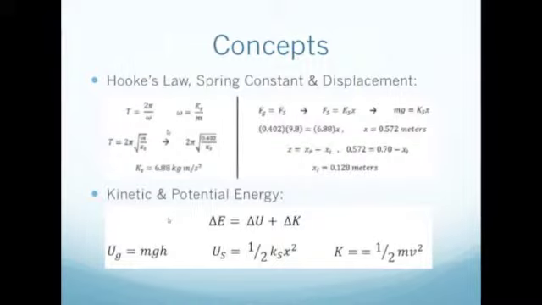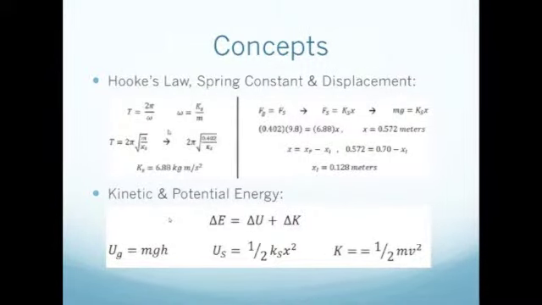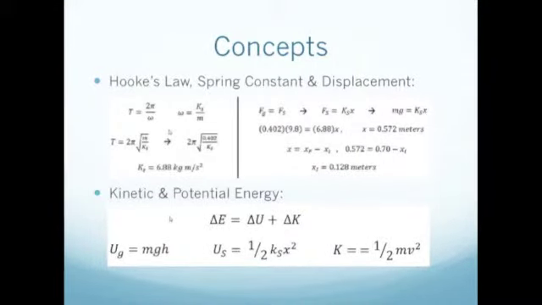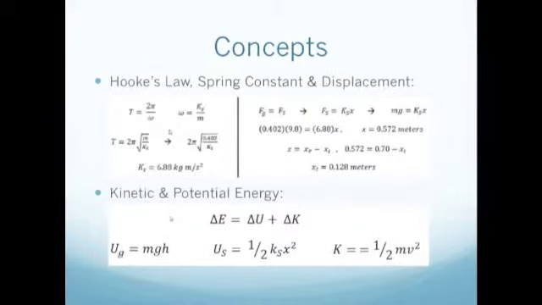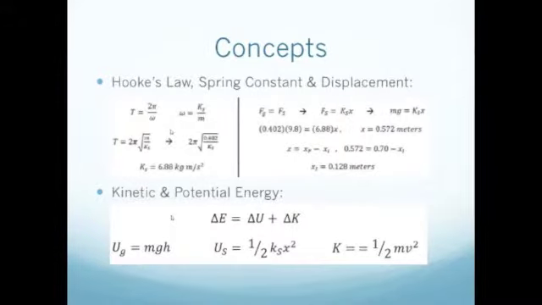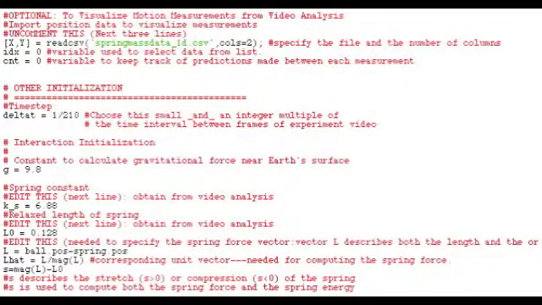Physics concepts in the next part of the code include the use of Hooke's law to find the spring constant and displacement of the object. The spring constant was found to be 6.8 kilograms per second squared, or newtons per meter. This value was then used to find the displacement of the object. The code then instructs VPython to access the CSV file with the observed motion data.